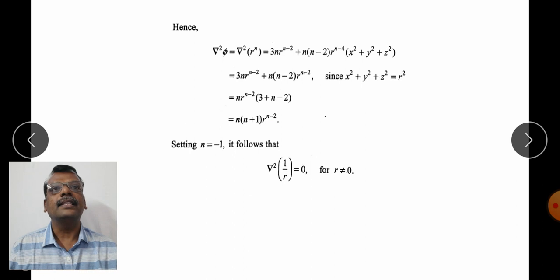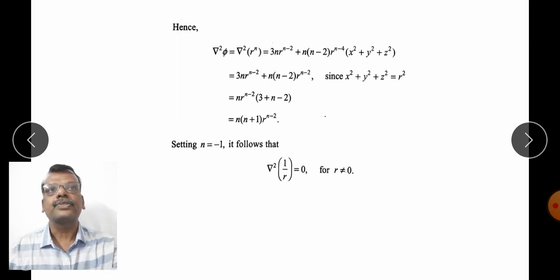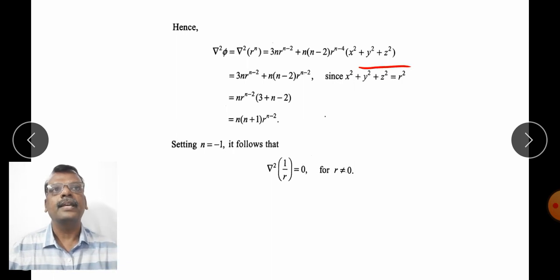Now adding all these, del square phi is equal to dou square phi by dou x square of r power n, plus dou square phi by dou y square of r power n, plus dou square phi by dou z square of r power n. Adding both sides of the previous equations, we get 3 into n r power n minus 2 plus n into (n minus 2) r power n minus 4, taking x square for the first, y square for the second, z square for the third. Now we already know that x square plus y square plus z square is equal to r square, which we substitute there.